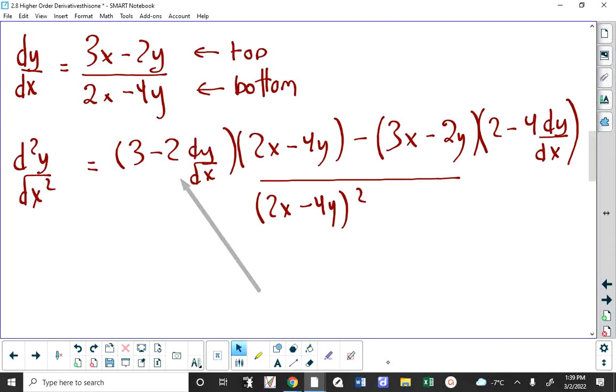This is the derivative of the top times the bottom. There's my minus in the quotient rule. This is the top, and the derivative of the bottom, well, the derivative of 2x is 2. The derivative of negative 4y is negative 4 dy dx. There's my bottom, and I've remembered to square it. Any questions with that step?